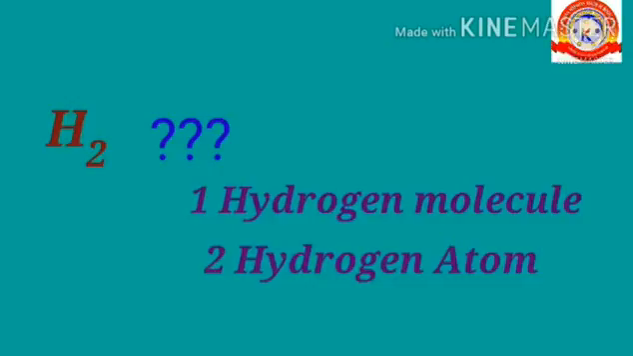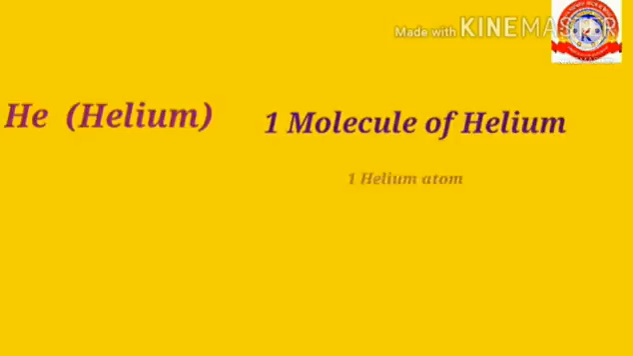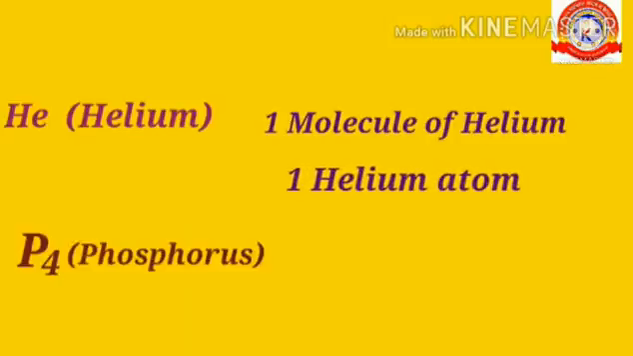Here, H2 represents one hydrogen molecule. And how many hydrogen atoms are present in one hydrogen molecule? Yes, two hydrogen atoms. Next is He, helium. How many atoms and molecules are represented by He? Yes, one molecule of helium and also one helium atom.